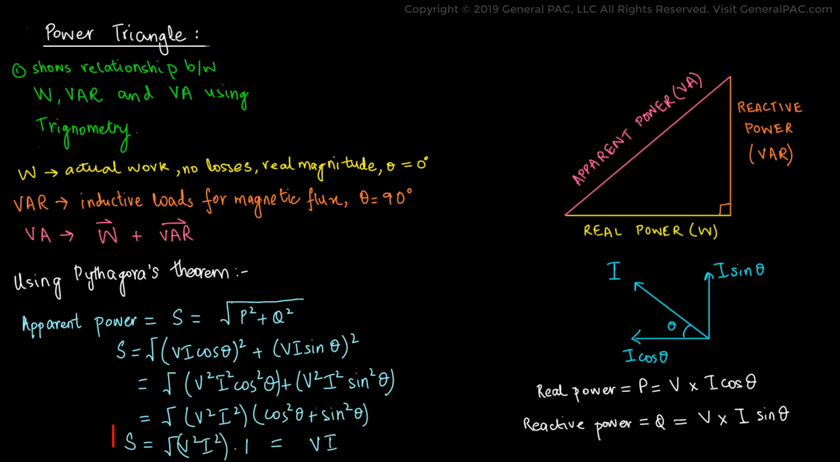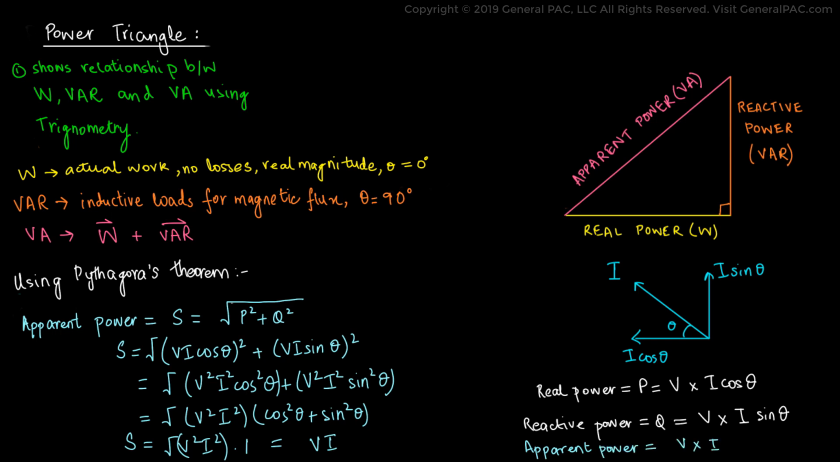Thus, the apparent power, denoted as S, comes out to be the product of the magnitude of the voltage and current. This effectively gives us the hypotenuse of a right triangle. So apparent power is equal to S, which is equal to voltage times current.